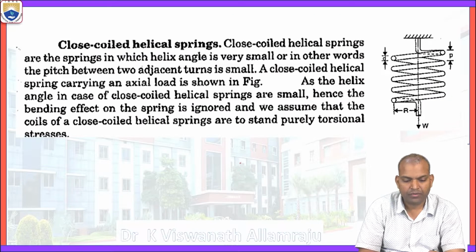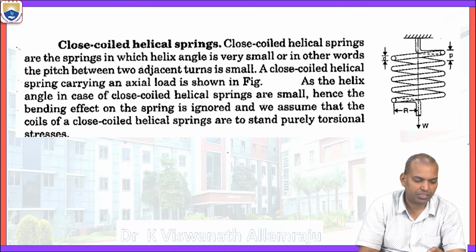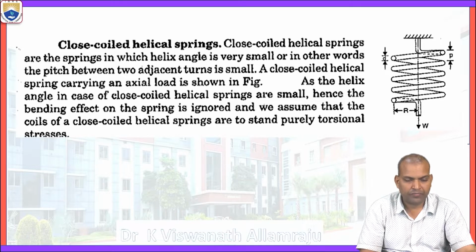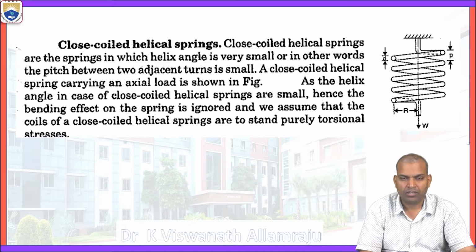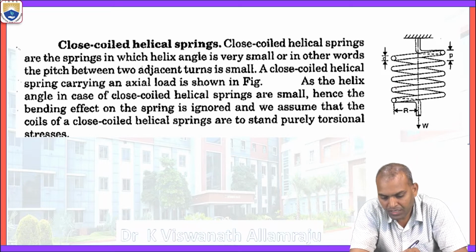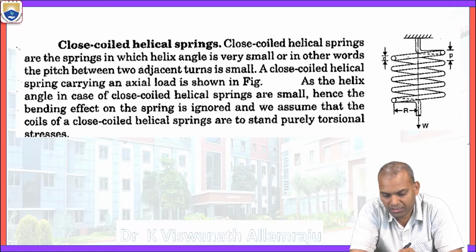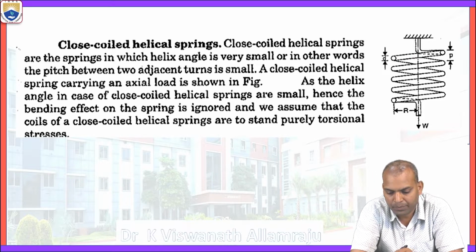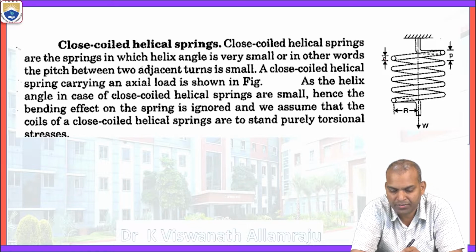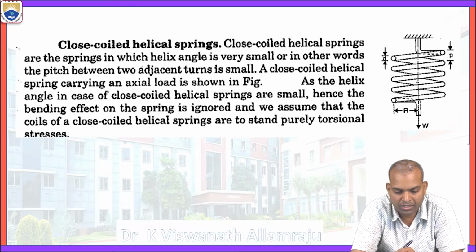Now here we are finding out the deflection of the helical coil spring when an axial load is acting on the closed coil helical spring. The number of turns of the spring is shown, with pitch P, D the diameter of the coil wire, capital R the mean radius, that is from the center, and axial load W acting on it.